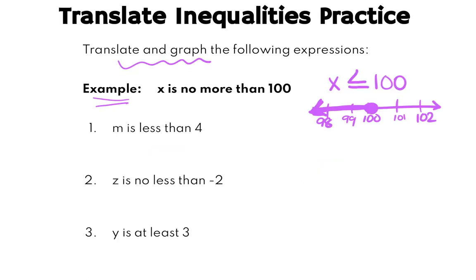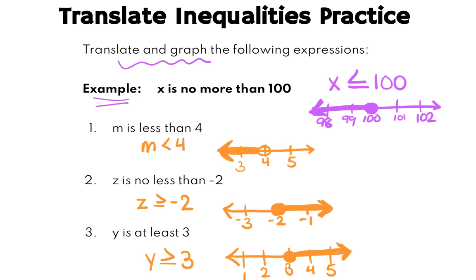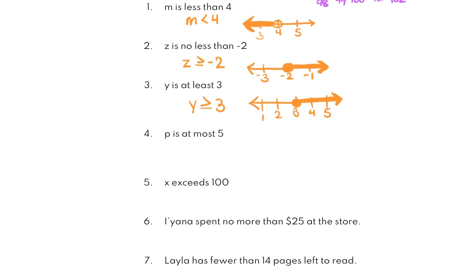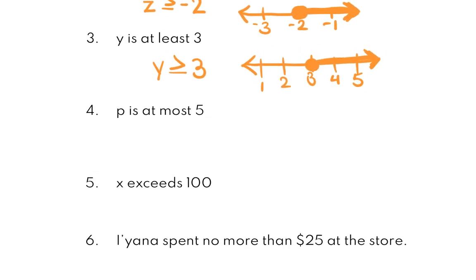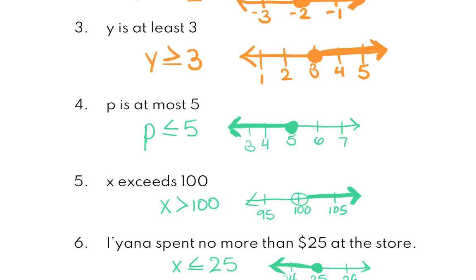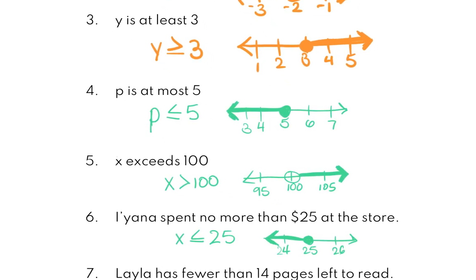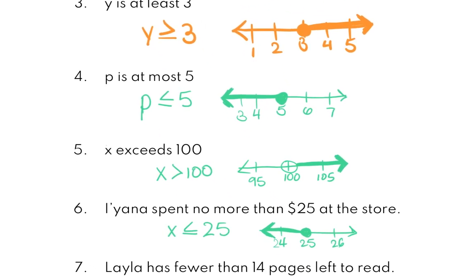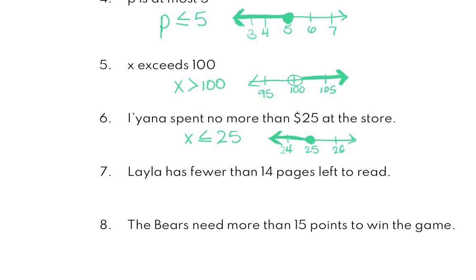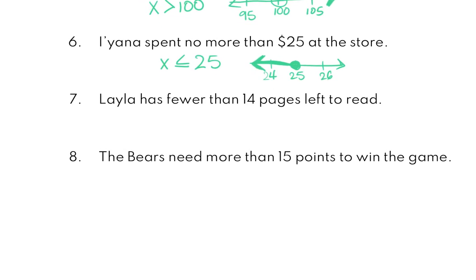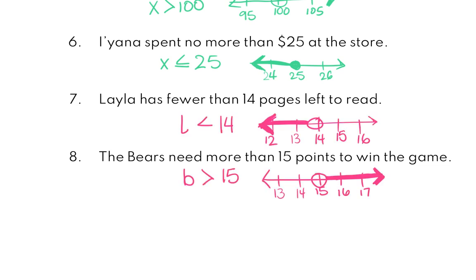Try 1 through 3. Here are the answers for 1 through 3. Now let's try 4, 5, and 6. Here are the answers for 4, 5, and 6. Make sure that you have the right open or closed circle and you're shading the correct way. And let's try the last 2. And here are the answers to the last 2.